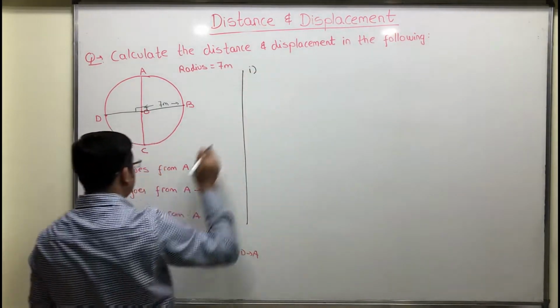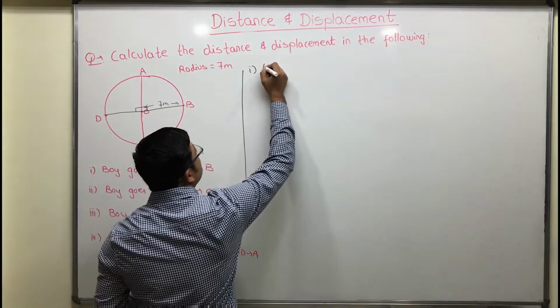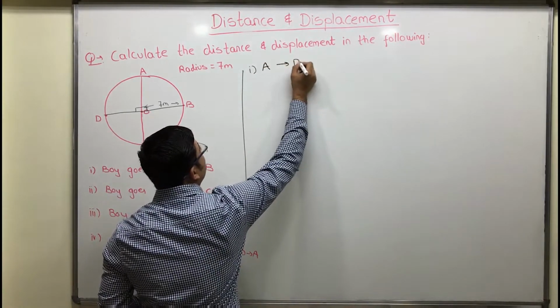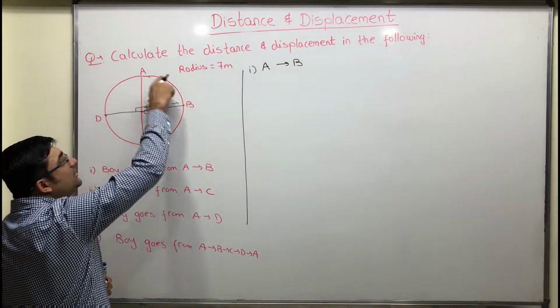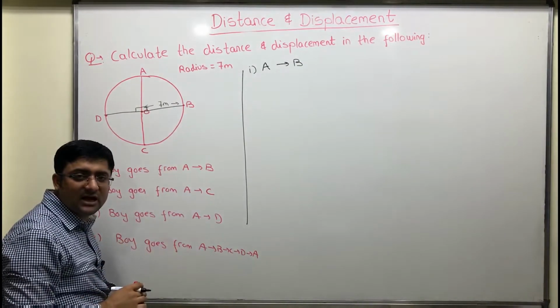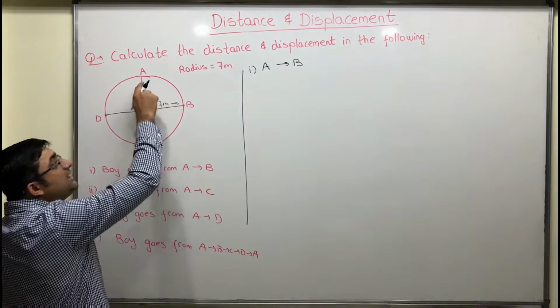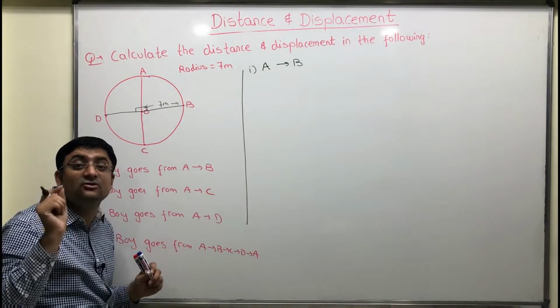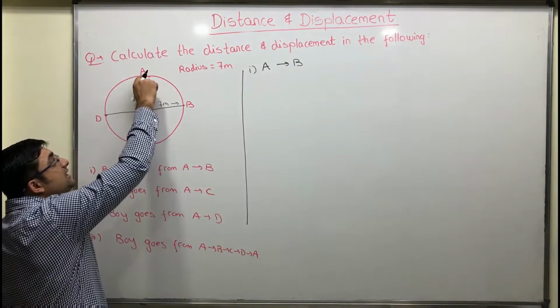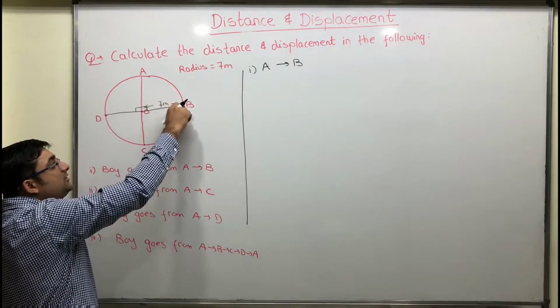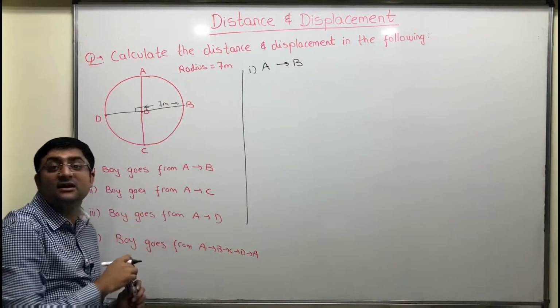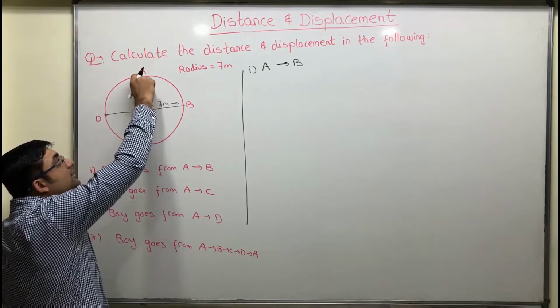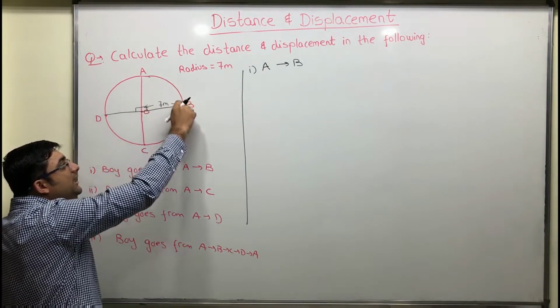So part 1, the boy is going from A to B. So I'll just give the heading A to B. So see guys, you're starting over here and you're going over here. So the first thing I want to calculate is distance. Now see guys, what is distance? It is the length of the actual path taken. So see, he's walking along this line over here. So what is this line? It is basically the boundary of the circle. So we have to calculate this length over here from A to B.